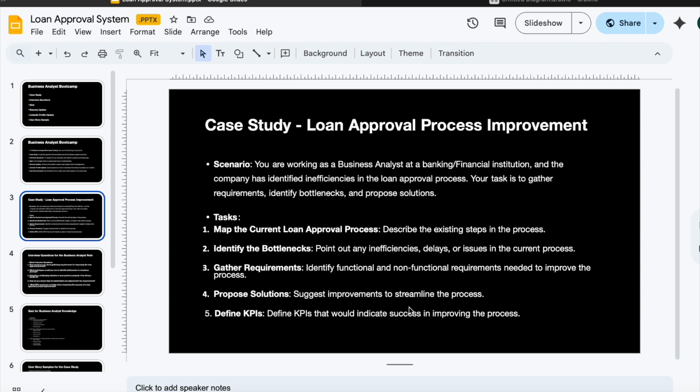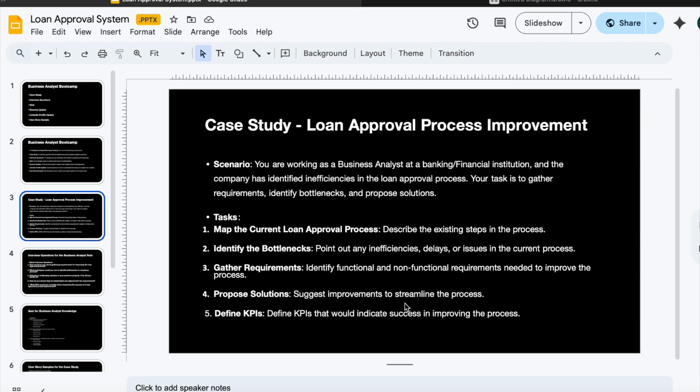Implement an automated document verification system, right? And maybe we can use machine learning to pre-fill the loan application data, right? Create a centralized dashboard to streamline communication between departments, right? Standardized decision-making criteria for loan officers. So these are the proposed solutions.